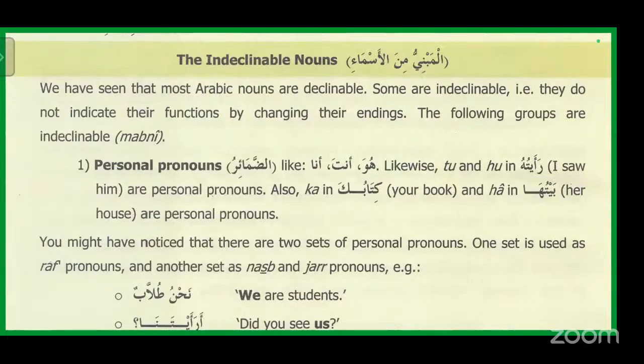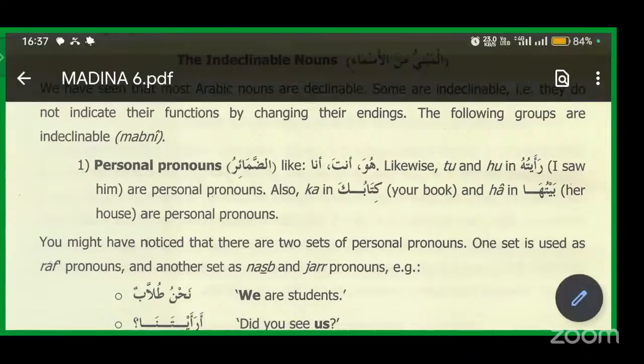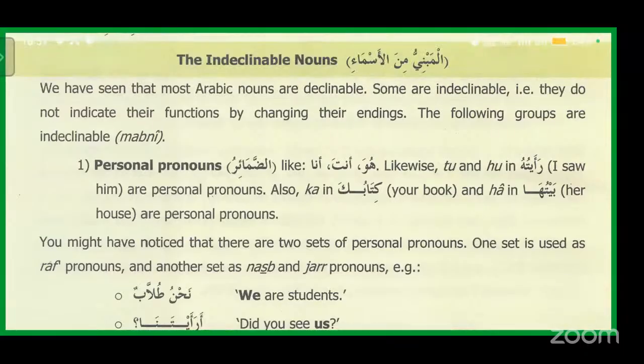Now we are coming to indeclinable nouns. Al-mabniyu min al-asma'i. We have seen that most Arabic nouns are declinable. Some are indeclinable.